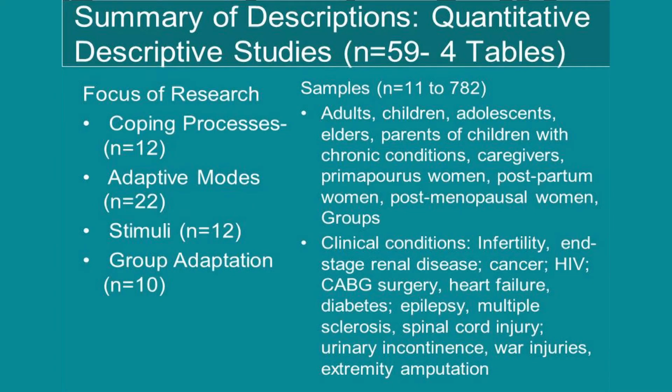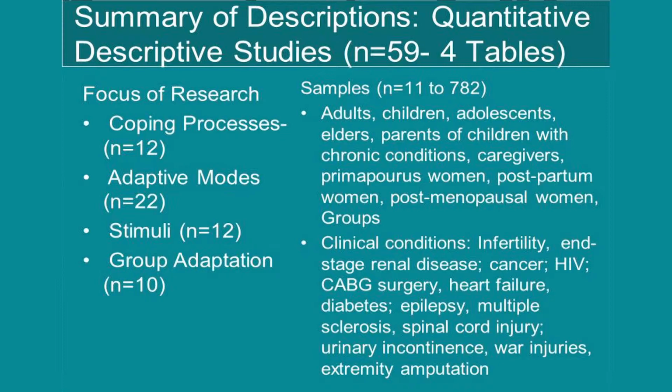Quantitative descriptive studies. Here we had 59 studies, and the 4 tables were, rather than on the design, because it's one design, on the focus of the research. We were able, by making our own choices, to pull out 12 studies that dealt with coping processes, 22 that dealt with the adaptive modes, 12 that deal with stimuli, and 10 that deal with group adaptation. So each descriptive table will handle one of those areas.